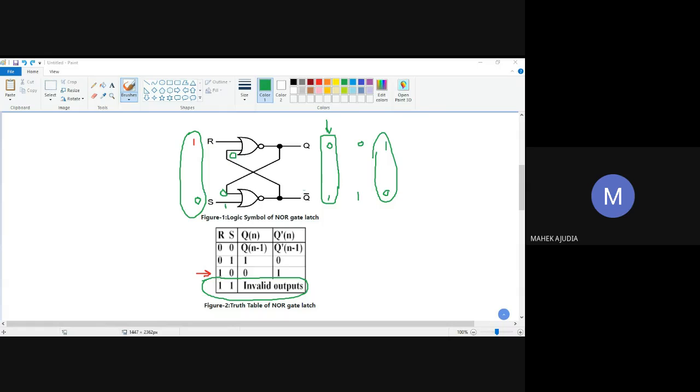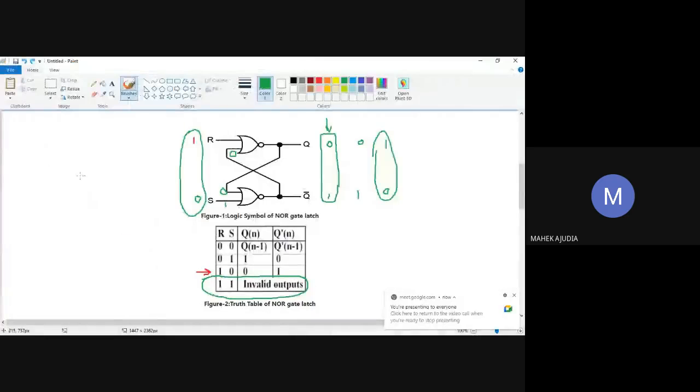The question also arises: what will be the initial output of this circuit? Let's say your circuit is totally at rest, meaning it is in a reset condition, and no power supply is given at all. In that case, obviously, both the outputs are going to be 0, 0, right?